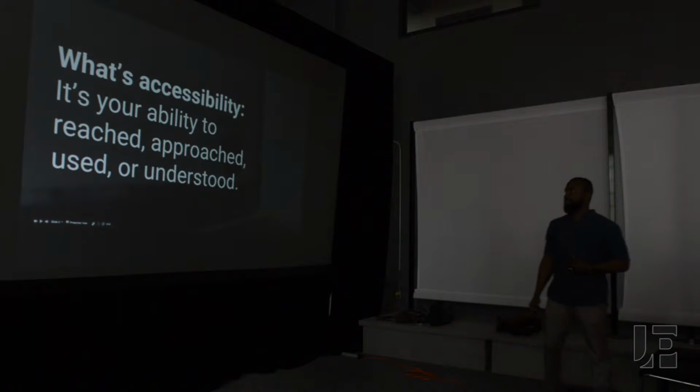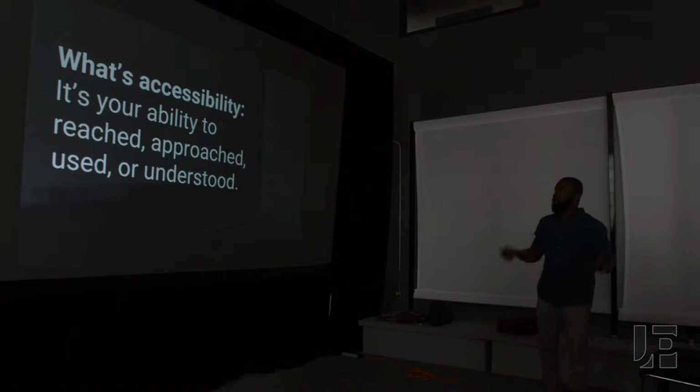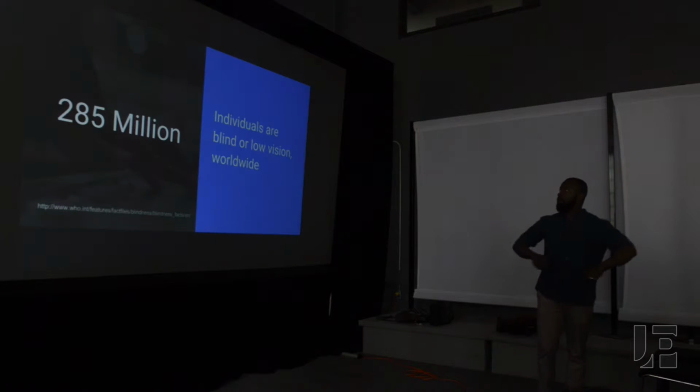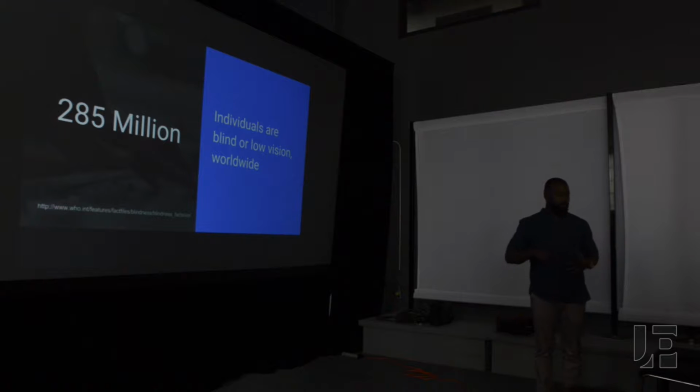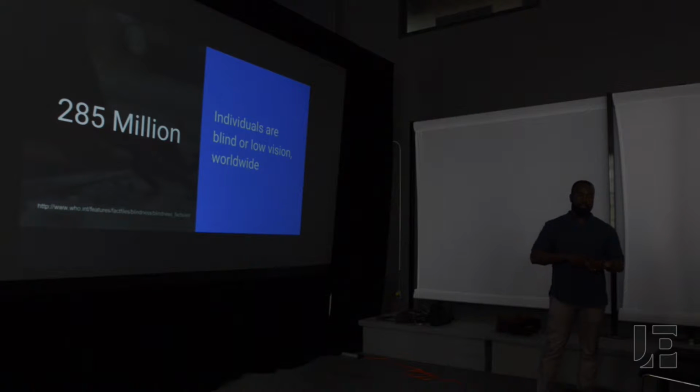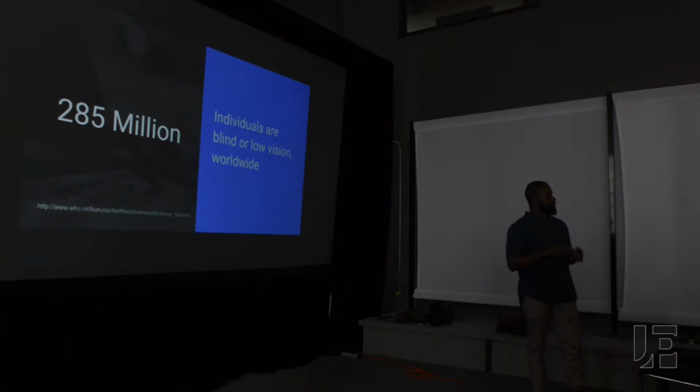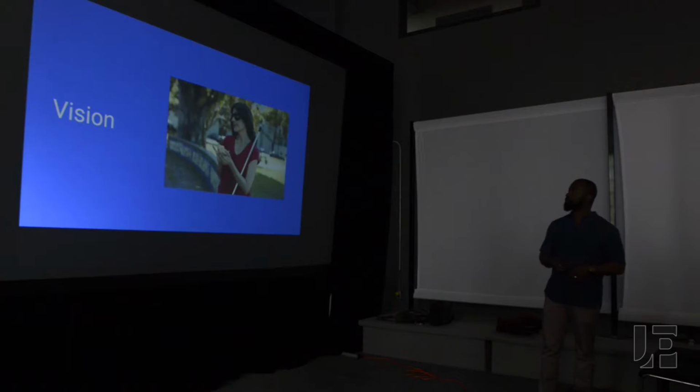So what is accessibility? It's your ability to reach, approach, use, or understand. More than 285 million people around the world have vision issues. And so that's a large number of people that need special tools or apps to be built a certain way so that they can consume the content and use the app.